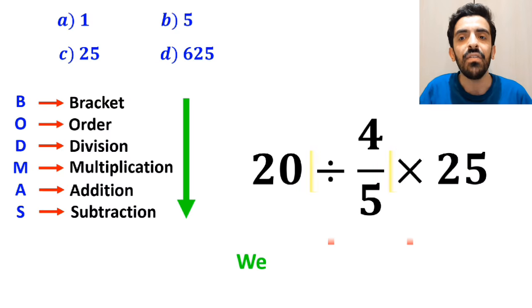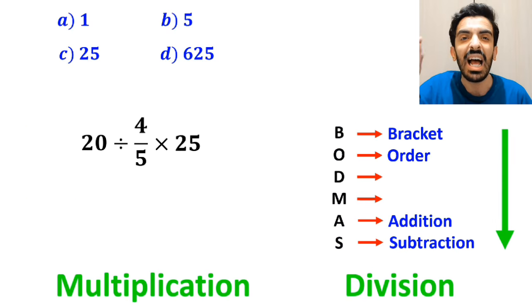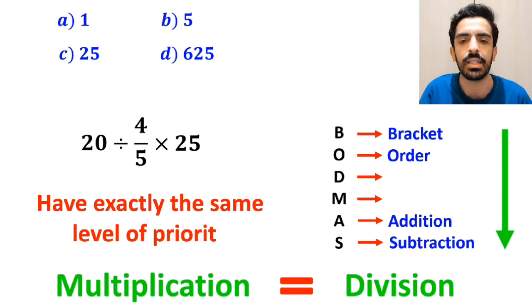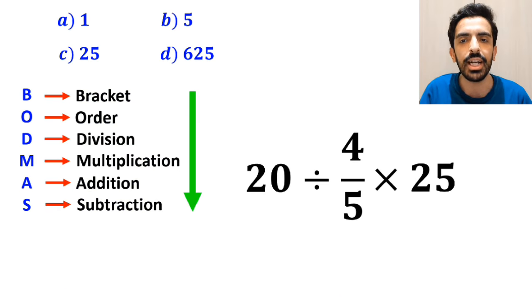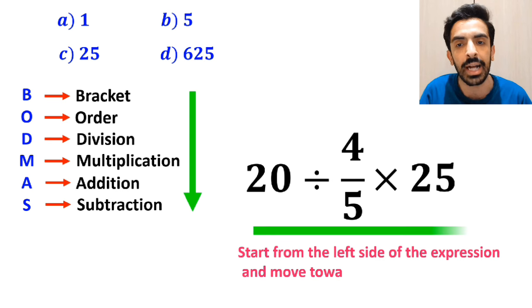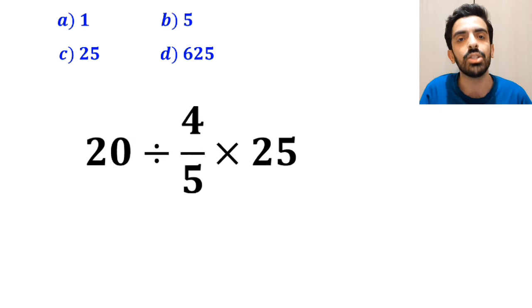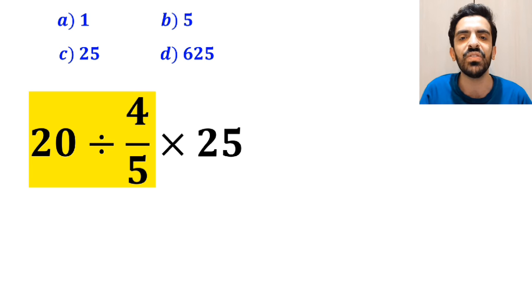In the next step, we handle the division and multiplication. However, it's very important to note that in the PEMDAS rule, multiplication and division have exactly the same level of priority. In this situation, the best thing to do is to start from the left side of the expression and move toward the right, performing these two operations in order. So, first we perform the division between 20 and 4 over 5.